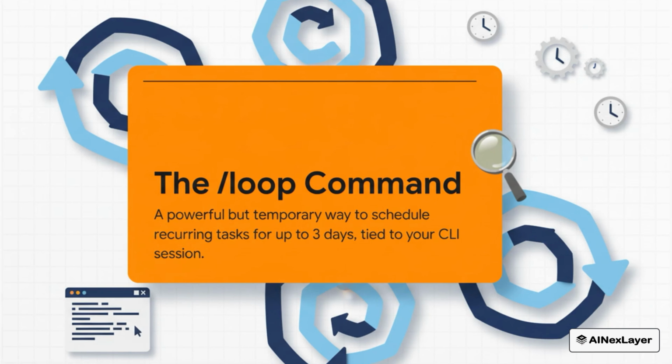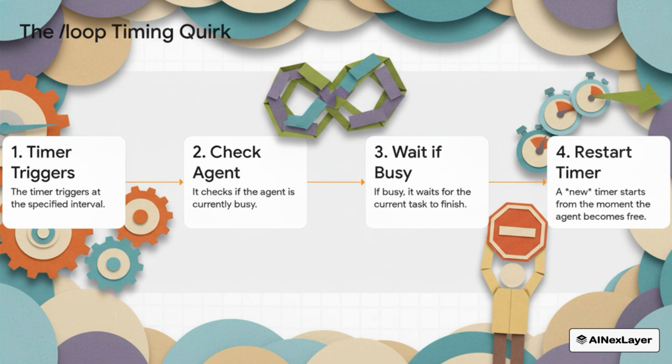Let's zoom in on Loop for a sec. This thing is fantastic for short-term, repetitive stuff you want to do right in your terminal. For all you developers, think of it like a temporary cron job. But you gotta remember that temporary part. It has a hard 3-day limit, and it dies the very second you close that terminal session. No exceptions.